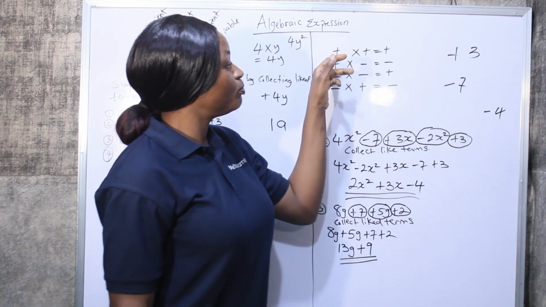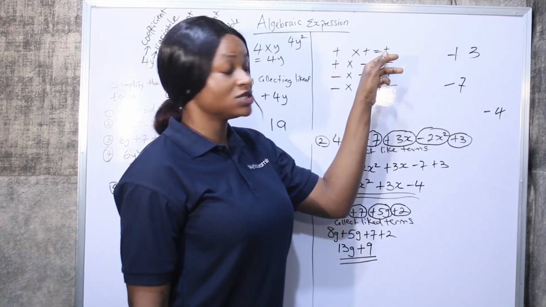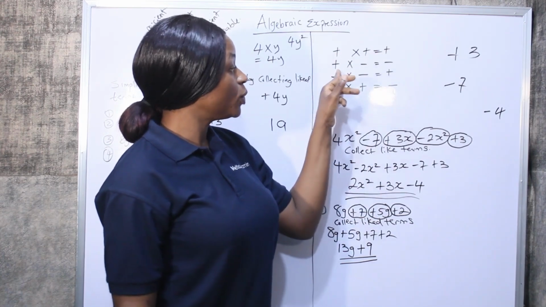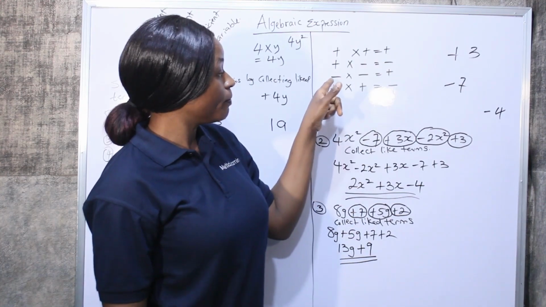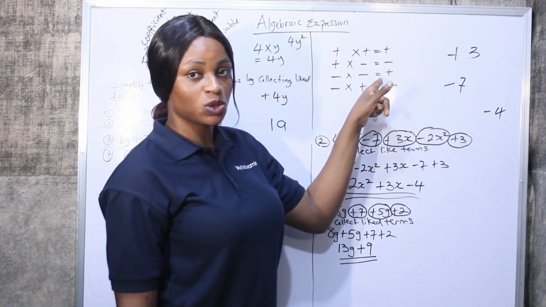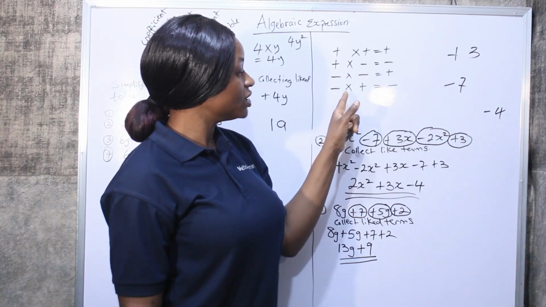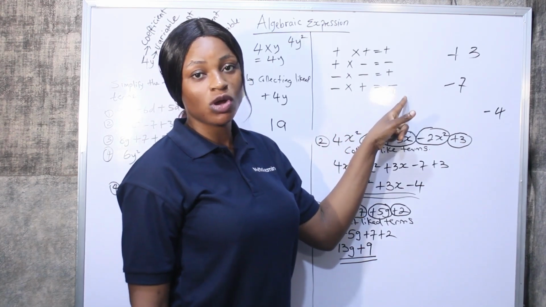So plus times plus is equal to what? Plus. Plus times minus is equal to minus. Minus times minus is equal to plus. Minus times plus is equal to minus.